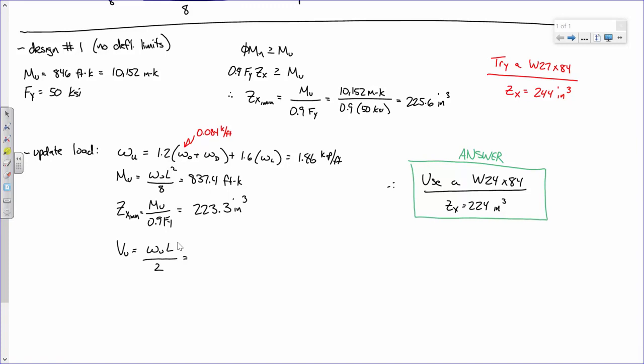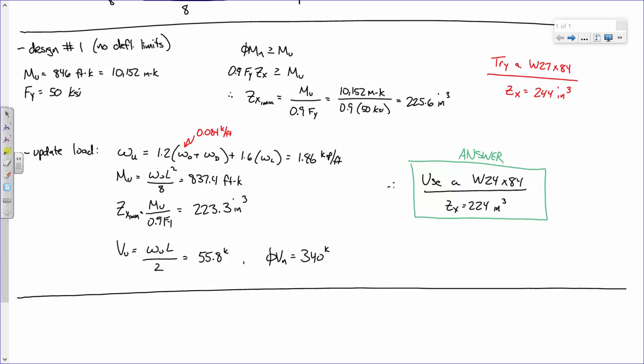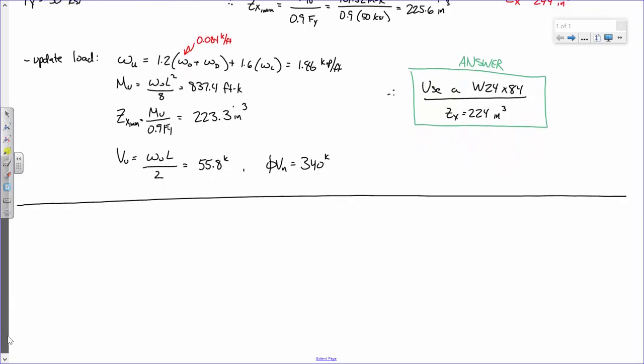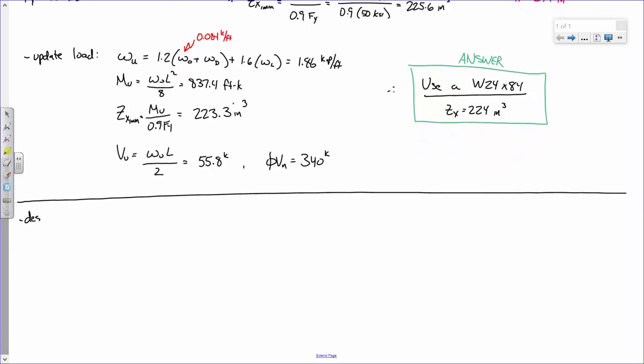So you said 55.8, but PVN was 340. So come on. It's easy to forget shear. So I think that concrete design exam y'all had all those shear problems, and in here it's an afterthought. It's crazy, isn't it? Okay, now design two.